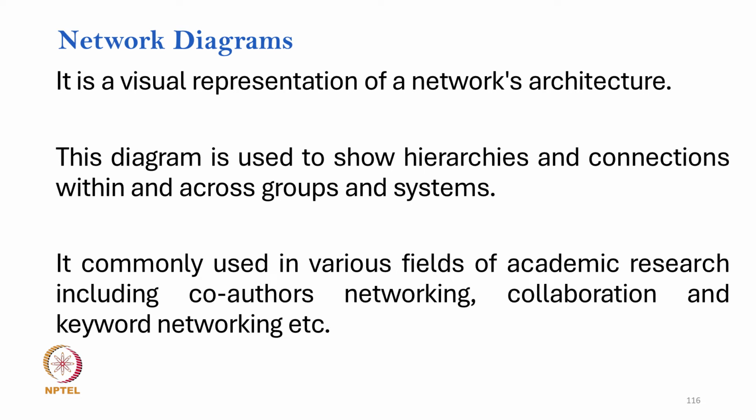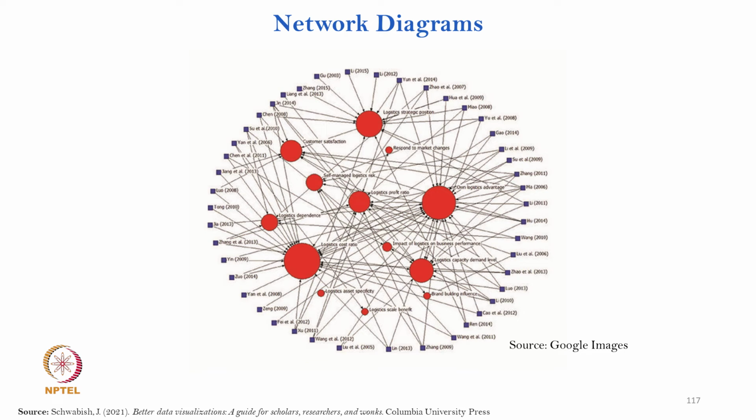Network diagrams. A network diagram is a visual representation of network architectures. These diagrams are used to show the hierarchies and connections within and across groups and systems. They are commonly used in various fields of academic research, including co-authorship networks, collaborations, keyword networks, etc. Here is an example. You can see the network diagram showing the relationship among the evolutions, indices, and scholars about the importance of logistics and enterprise success.